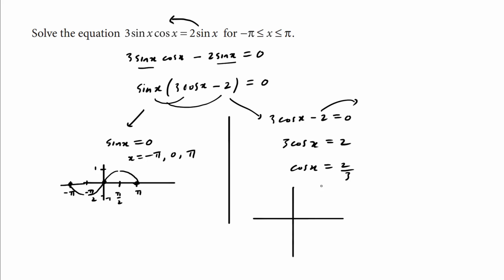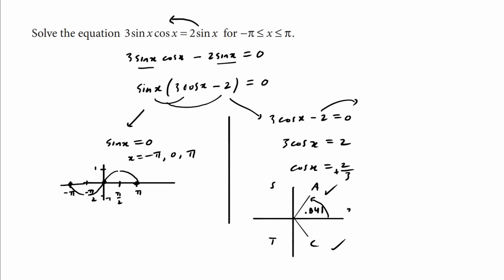We tackle these kinds of problems by writing ASTC. Cosine is positive here and here. You hit cosine inverse of 2/3. We're in radian mode, which is 0.841 radians, multiplied by 57-ish to get about 48 degrees. Should be around here. The reference angle once again is 0.841 radians.